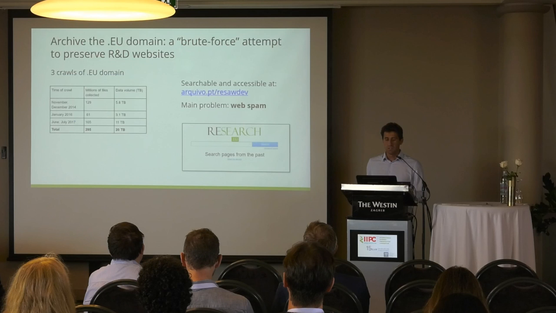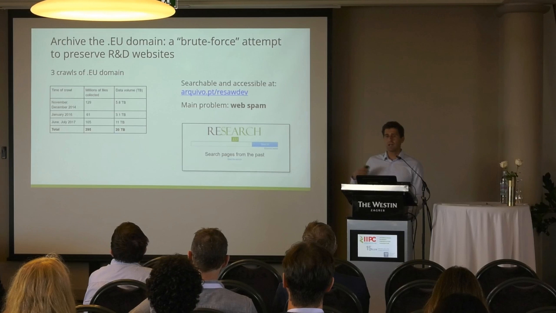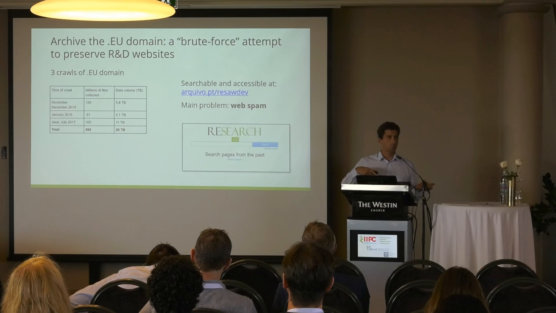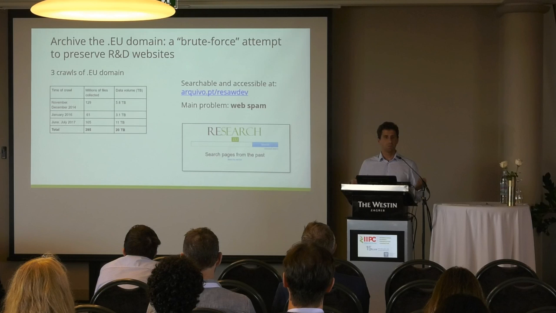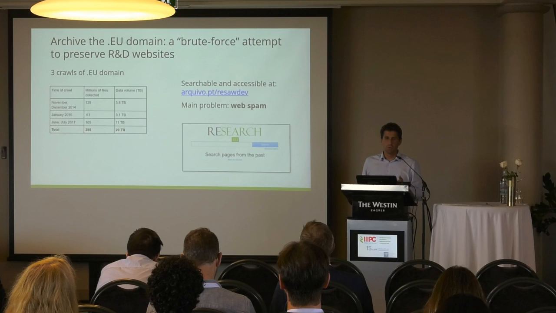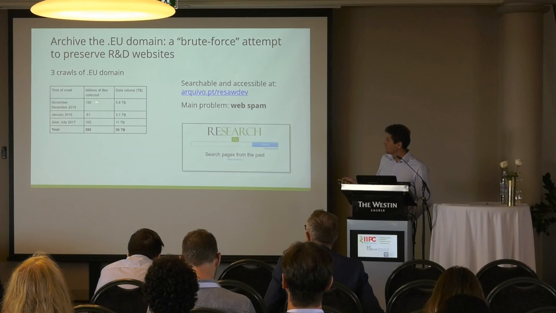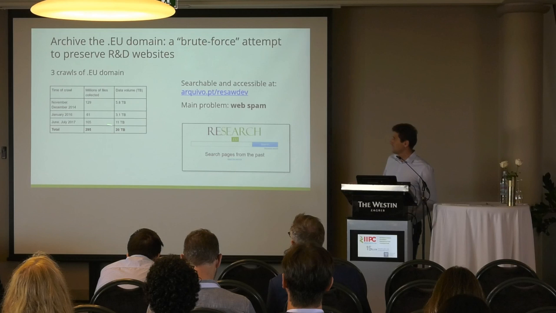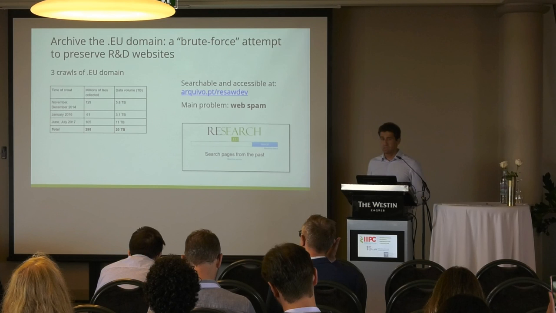So we thought, naively, that if we archived all the .eu domain, starting from the initial seed list that we had compiled with the Google Sheet, we would probably get most of the research and development web projects. We could get some clutter, but we'd get most of them. So we did three crawls, one in 2014, one in 2016, and another one in 2017. In the end, we got 225 million files, around 20 terabytes of data.